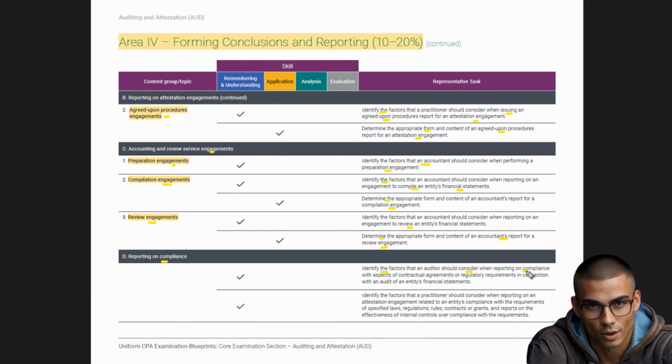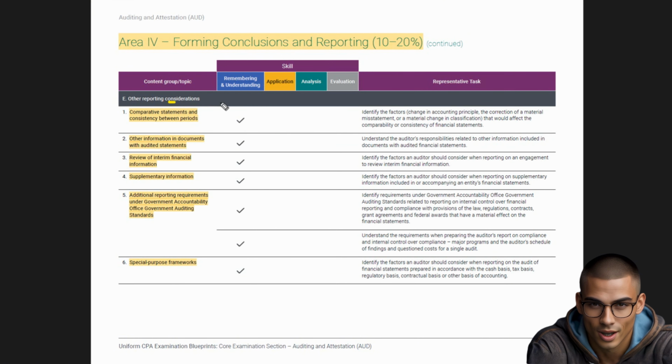Next, we have reporting on compliance, where you'll need to be able to identify the factors that an auditor should consider when reporting on compliance with aspects of contractual agreements or regulatory requirements. And you'll need to be able to identify factors that a practitioner should consider when reporting on an attestation engagement related to an entity's compliance with requirements of specific laws, regulations, and rules.